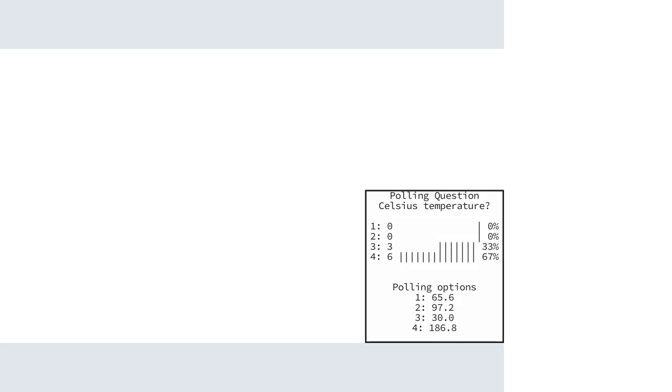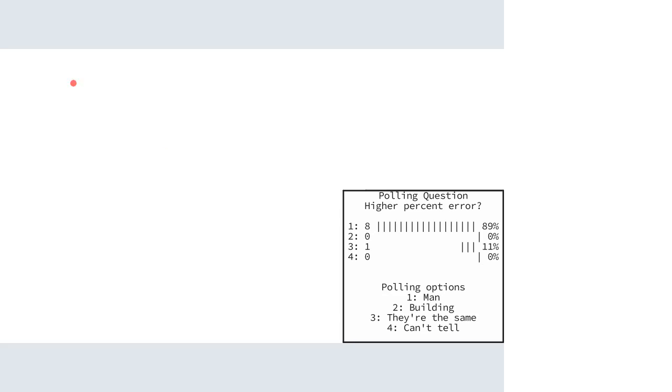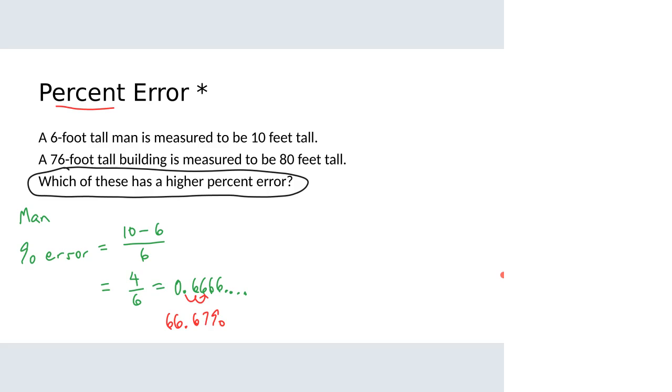Let's take a look and see where we are. Not unanimous, but pretty close. Definitely strong agreement. Let's see what that tells us in this one. So keeping in mind that our idea here is the higher percent error means that the measurement is less accurate. So a higher percent error means it's less accurate. It's off by more. All right, let's take a look at our building.